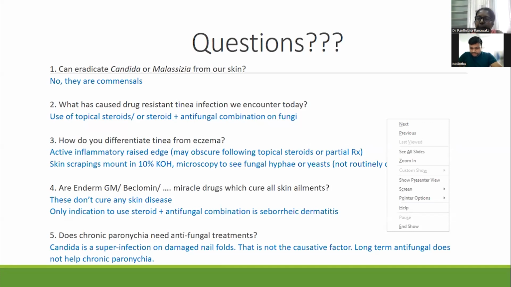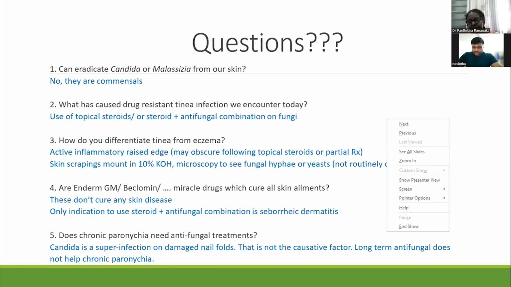One has asked, in seborrheic dermatitis, which is a fungal infection, we usually treat with 1% hydrocortisone and miconazole together. So can we treat fungal infections with steroids then? That's the question, madam. Yes. So steroid and antifungal combination, only indication is seborrheic dermatitis.